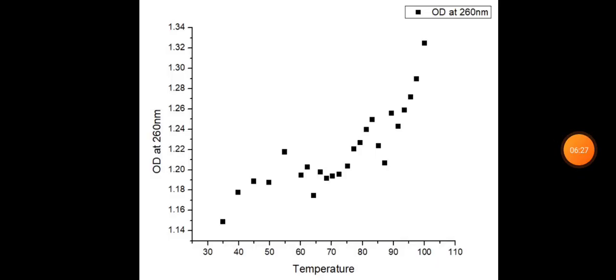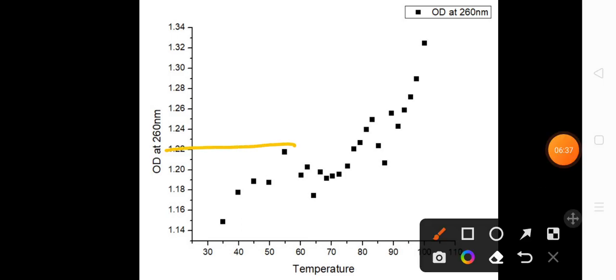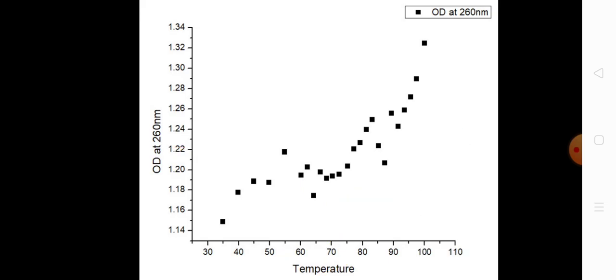So this is the graph that we have got when we have performed that experiment. So that is the idea. Now with the help of that OD value, we can easily find out the temperature by extrapolation, right? And that particular temperature will be our melting temperature. Understood? So that is the idea.